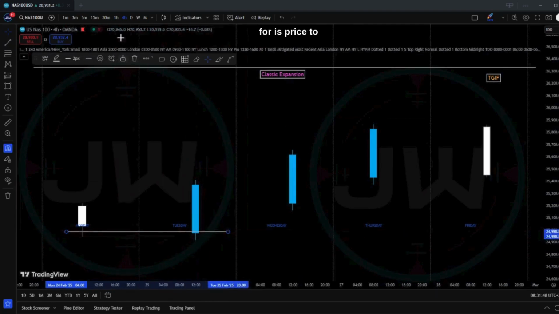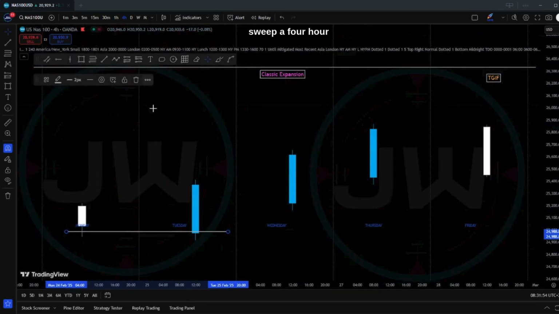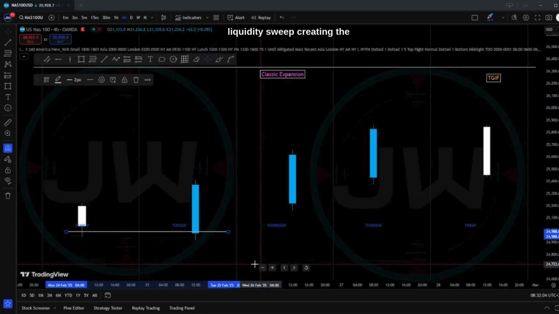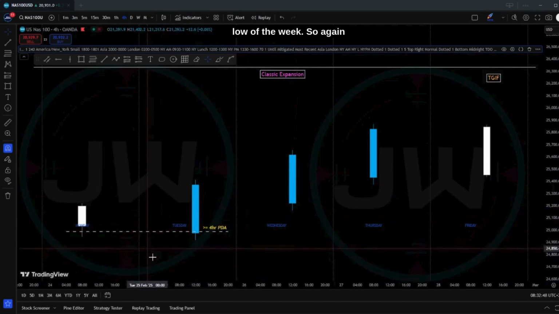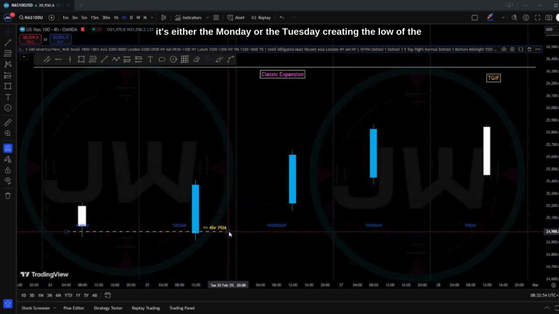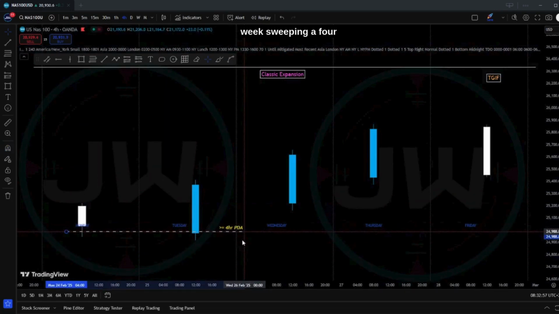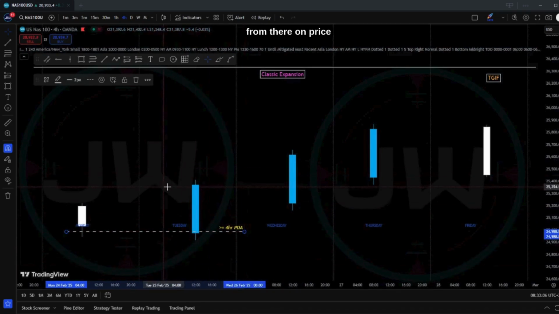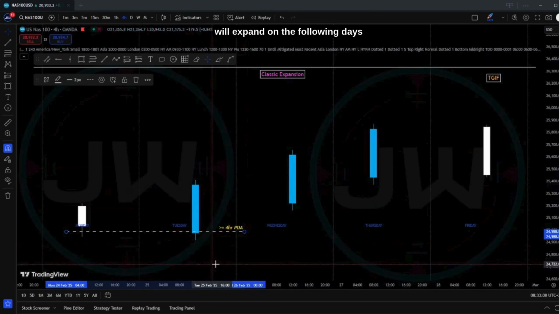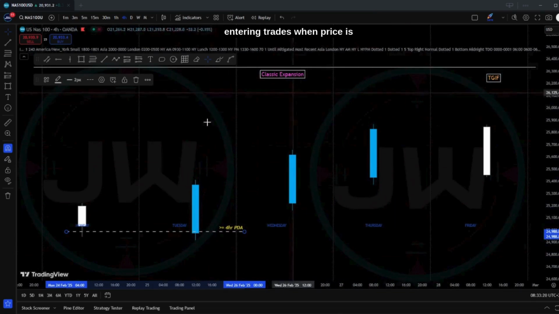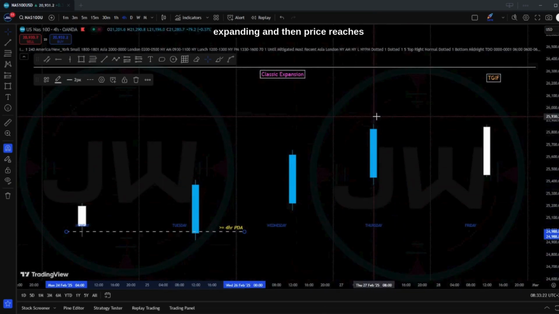And what you're looking for is price to sweep a 4-hour or greater PD array. That will be our liquidity sweep, creating the low of the week. So again, it's either the Monday or the Tuesday creating the low of the week, sweeping a 4-hour or greater PD array. And from there on, price will expand on the following days. And that's where we want to be entering trades, when price is expanding.